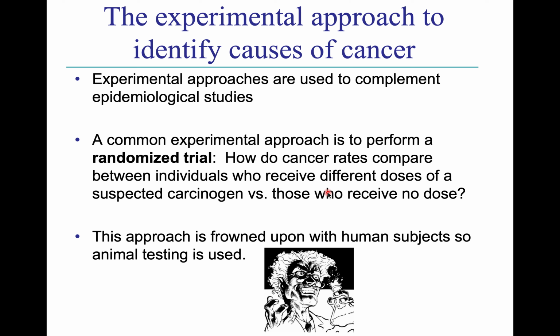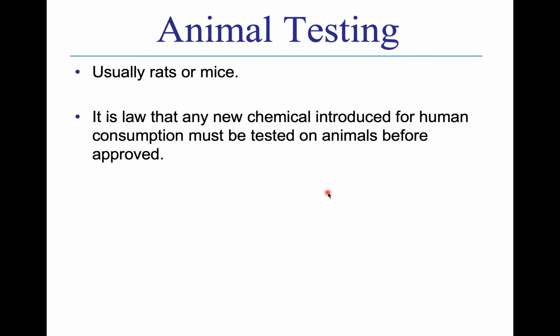But of course, you're not going to treat humans with suspected carcinogens, right? That's going to be frowned upon. So in large part, this experimental approach, aside from clinical trials of drugs and things like that, is going to rely on animal testing, especially when we're talking about causes of cancer. And when I say animal testing, usually this is going to be rats or mice.